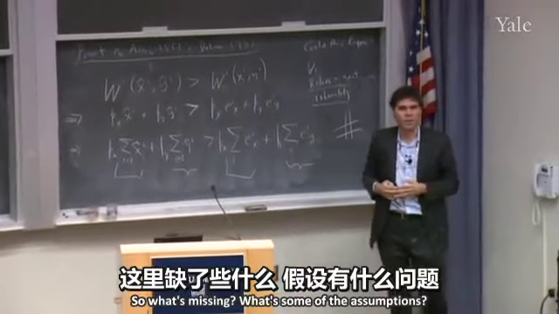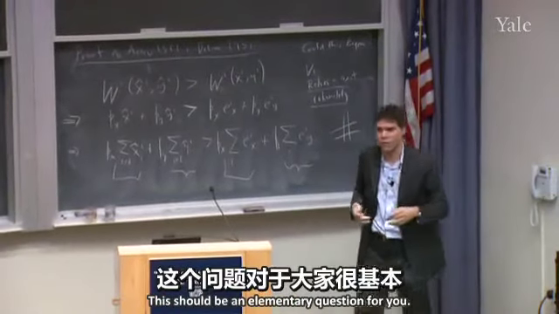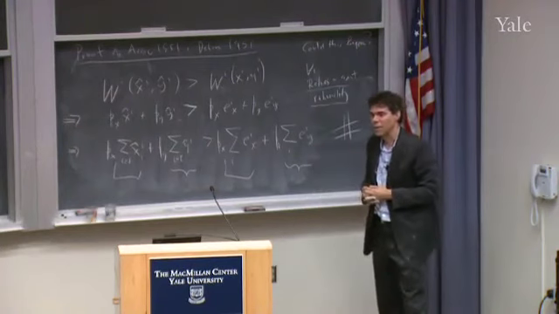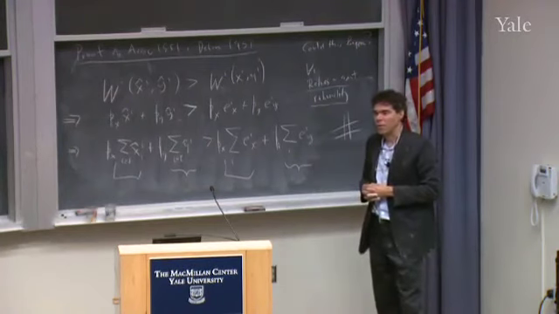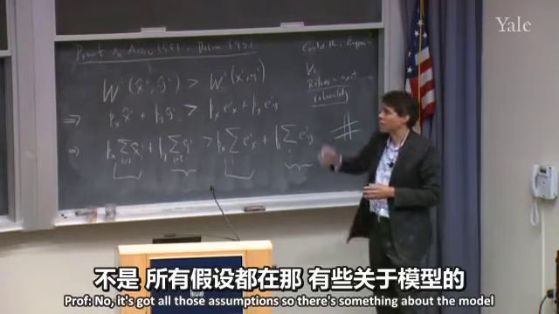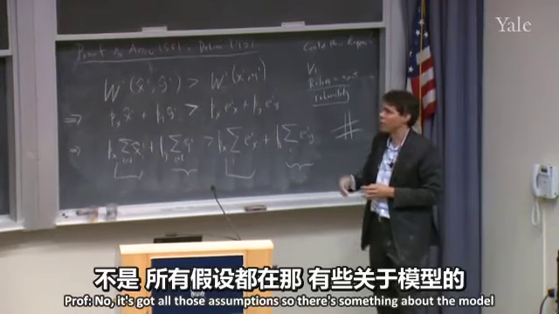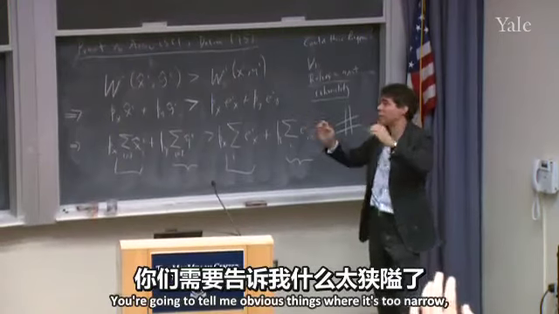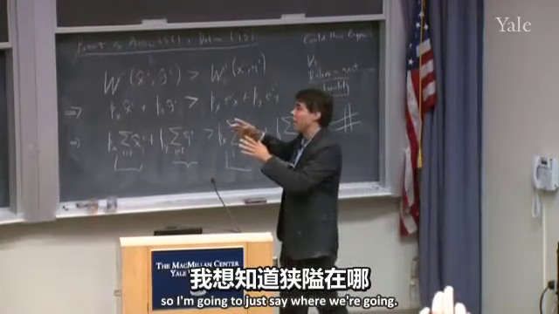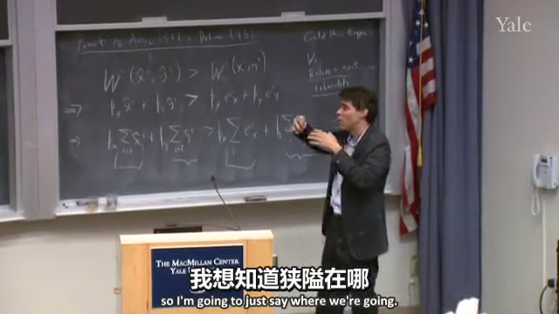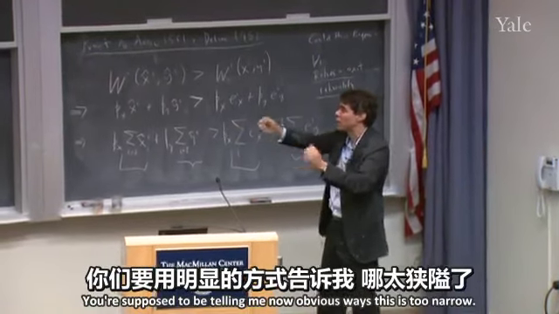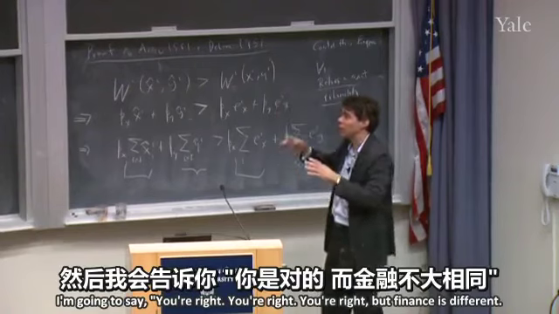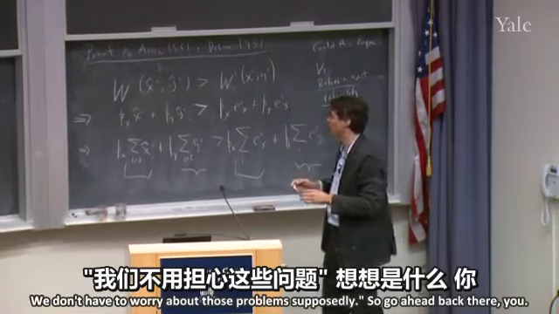So what's missing? What are some of the assumptions? This should be an elementary question for you. Yes? Is it violating one of the three assumptions that we just quoted? The market theory? No, it's got all those assumptions. So there's something about the model that's too narrow, and this should be easy. You're supposed to be telling me obvious ways this is too narrow. I'm going to say you're right, you're right, you're right, but finance is different. We don't have to worry about those problems, supposedly.